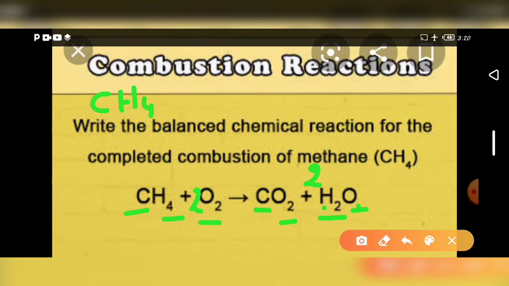CH4 plus 2 O2 gives CO2 plus 2H2O. It is a balanced equation. Like this only you have to balance it.